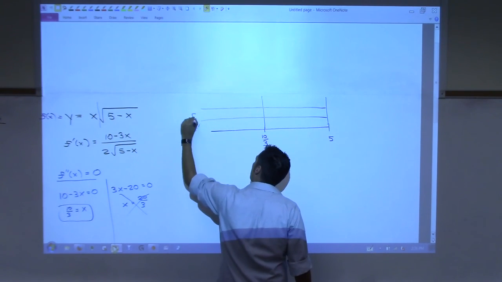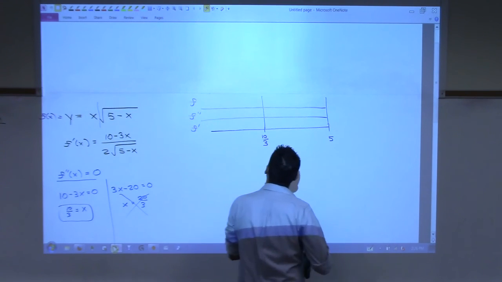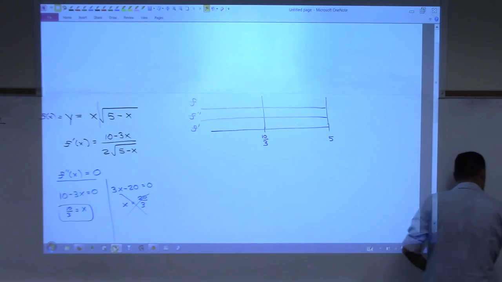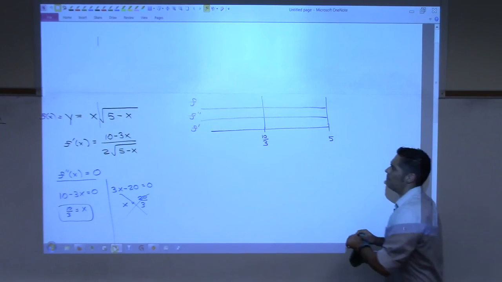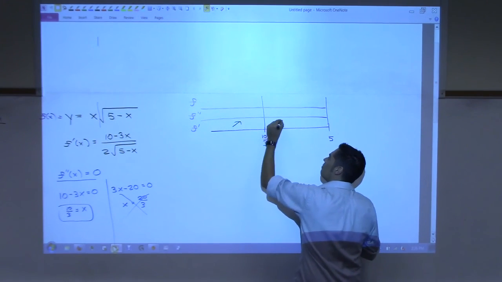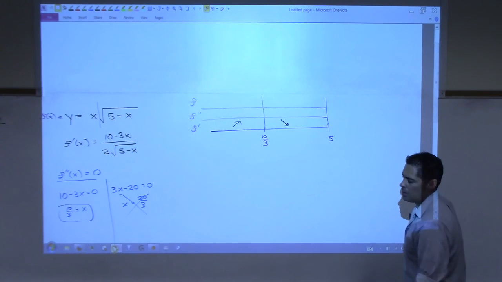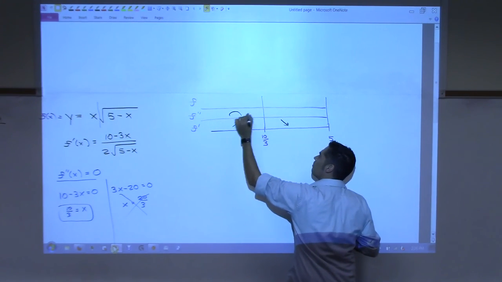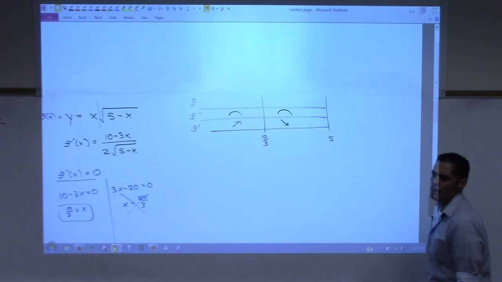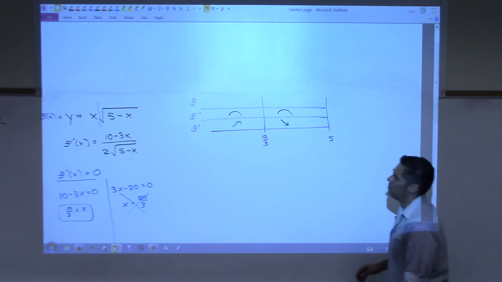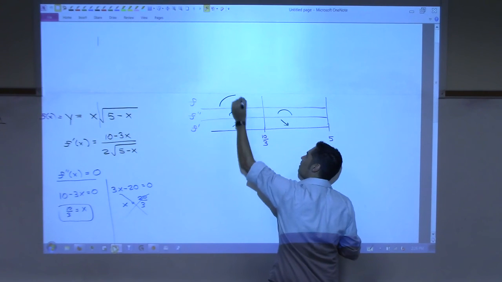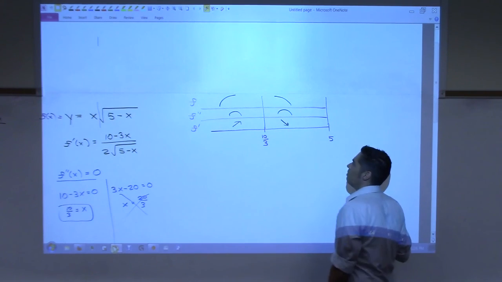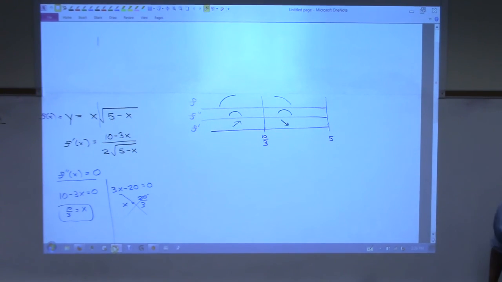F prime, F double prime, F. All right, it was up, then down. It was always concave down. And that means we have to be going up on the left side, down on the right side. This is going to be a lot of work for a pretty simple looking function when it's all said and done.